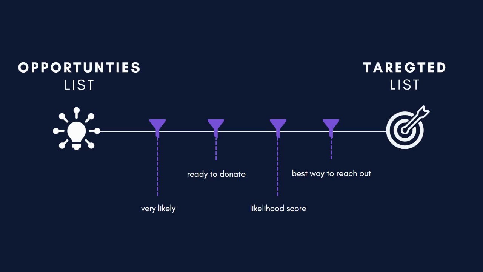For example, I could tell KIT I want to create a list for people who are very likely to convert to recurring donors and they're ready to donate. I'd also like to see how those donors rank amongst each other and the best way to reach out to them when I'm ready to solicit.